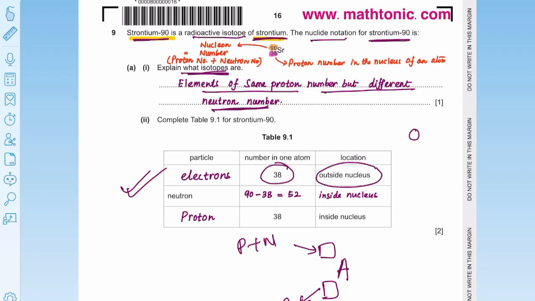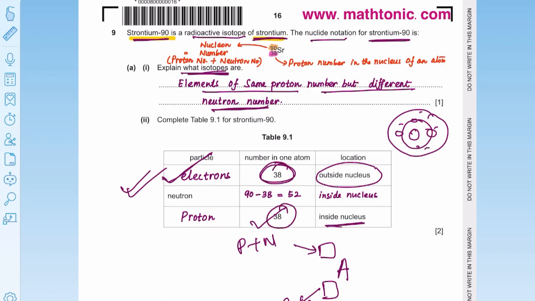Now in this table, the number in one atom is given as 38. Outside the nucleus there are always electrons, so I have written electron here. The number of electrons equals the number of protons. So this is 38, this is 38, and this is inside the nucleus, so definitely this will be protons. Neutrons are always present inside the nucleus, and the nucleon number is 90. Proton plus neutron equals 90. So neutron equals 90 minus 38 equals 52. Got it?